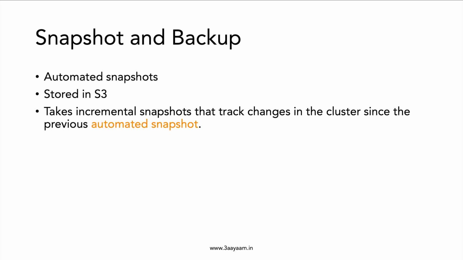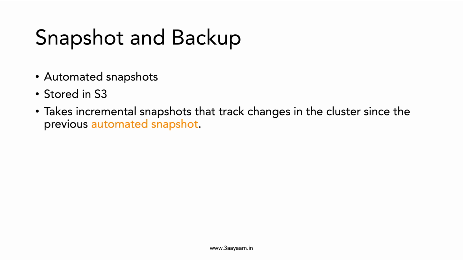Now this is important. If you enable automated backups, Redshift takes incremental snapshots that track changes in the cluster since the previous automated snapshot. So let's say I enable the snapshot today. For the first time, Redshift would take a full snapshot. The next time onwards, let's say the automated snapshot again happens tomorrow, tomorrow's snapshot size would be much smaller than today's because today's would be a full snapshot and tomorrow's snapshot would contain only the changes that have happened to the data.